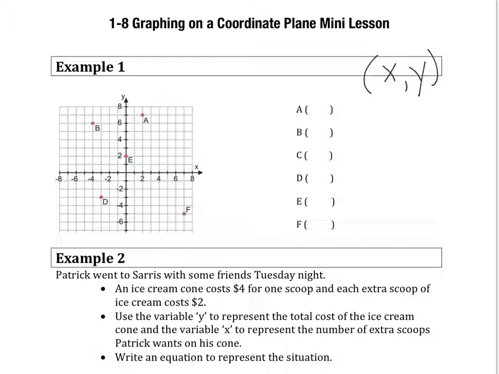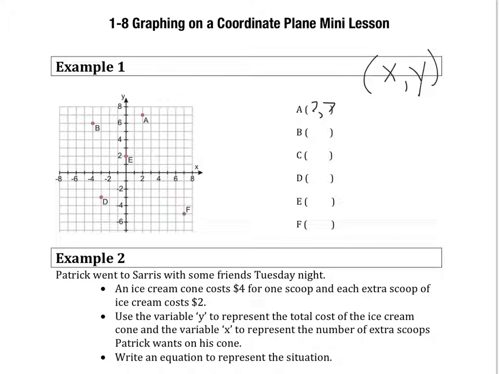So let's look at point A. A is located at (2, 7). Now we have to decide which one goes where. Well, 2 is on the x-axis and 7 is on the y, so we're going to write it just how I said earlier, 2 in the x, 7 on the y.